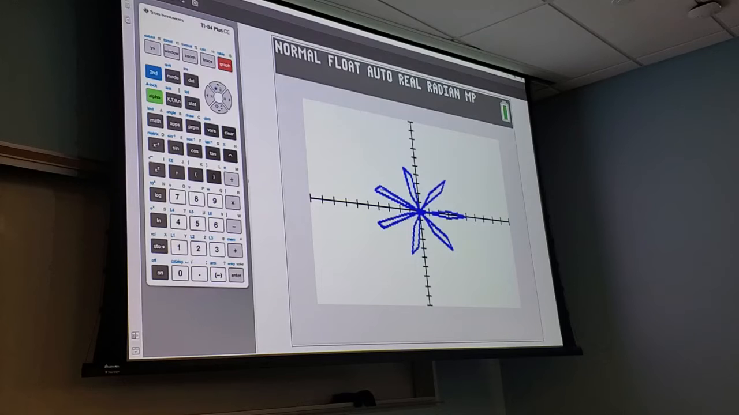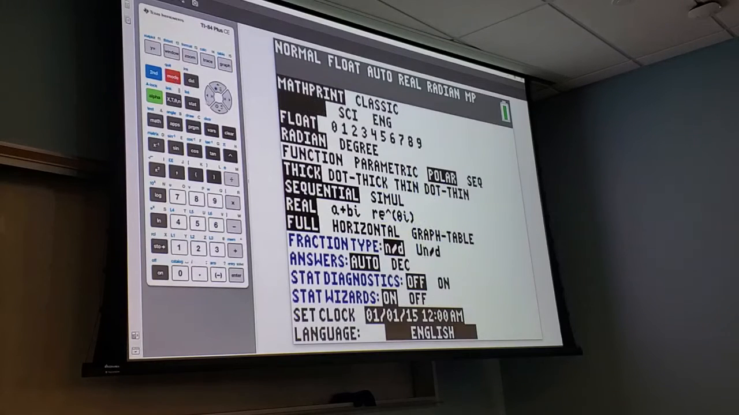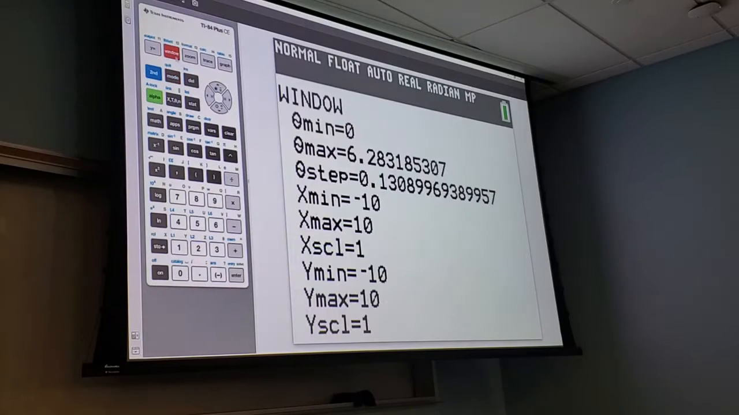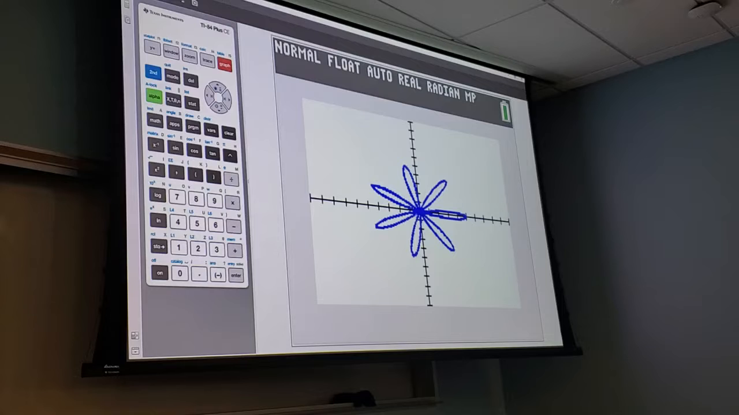Now, that looks really bad, doesn't it? Now watch this real quick. I'm spending too much time on this, but I just want to show you. If you go to window, do you see where it says theta step? If I make that smaller, it's going to step through my thetas in smaller steps. So it should make the graph, see how it's more rounded?